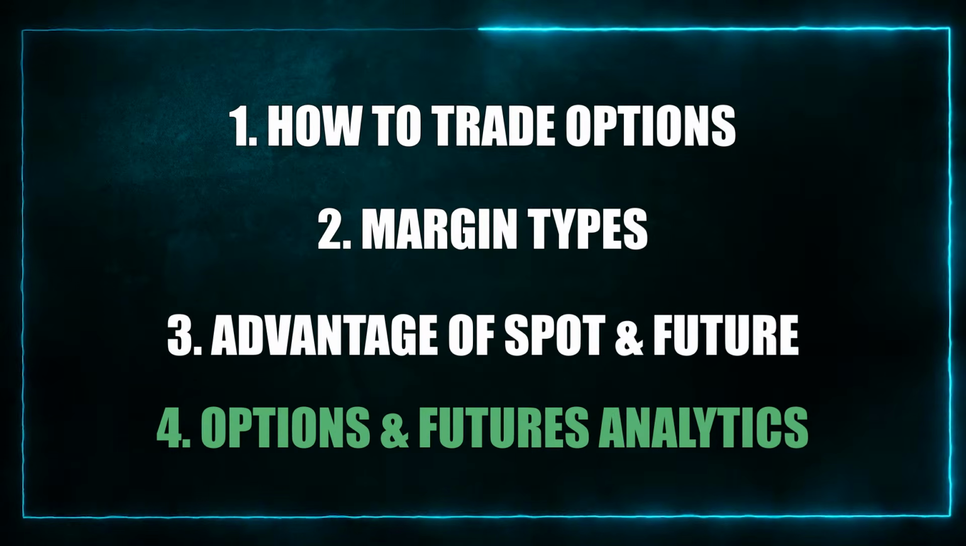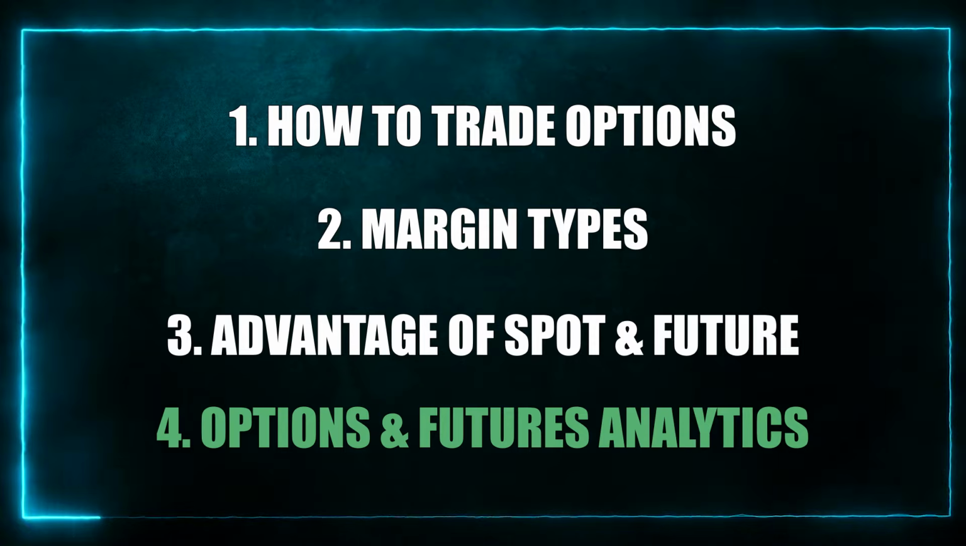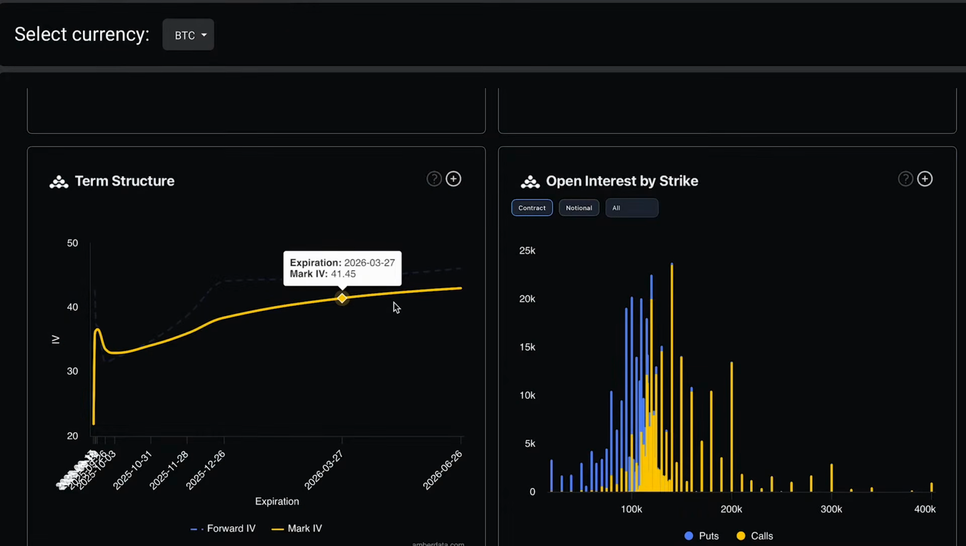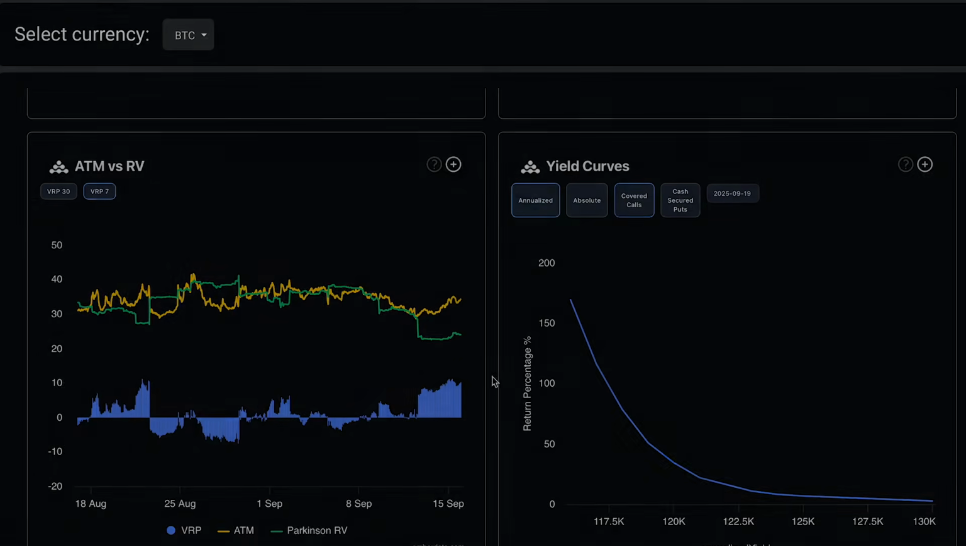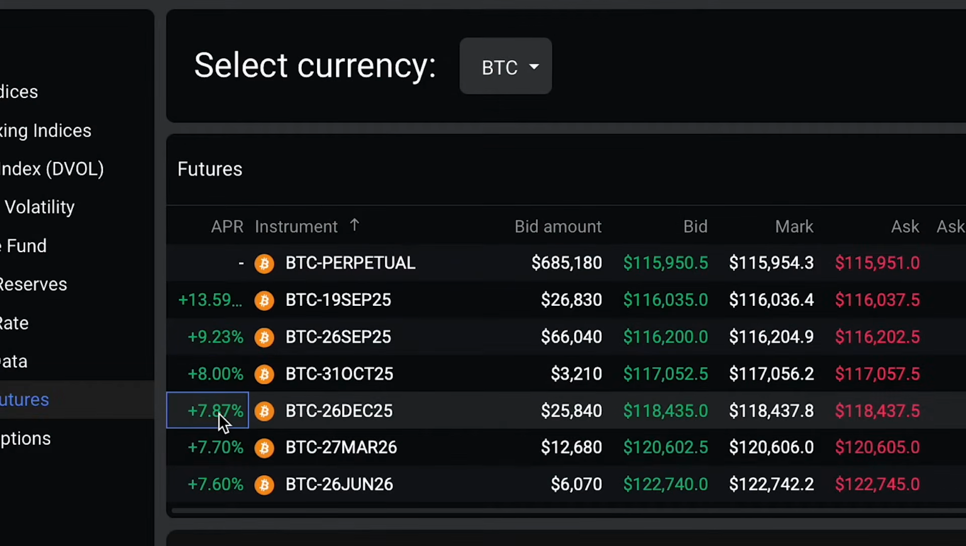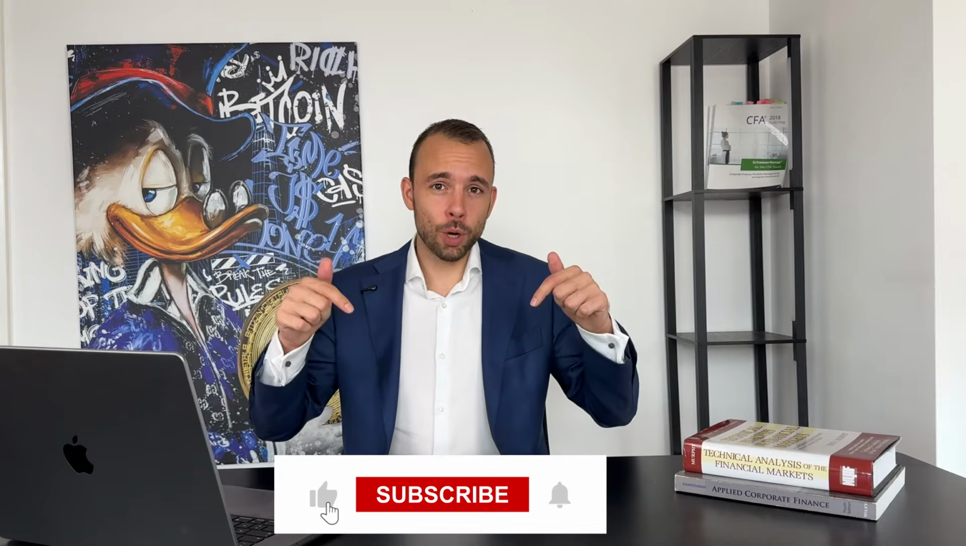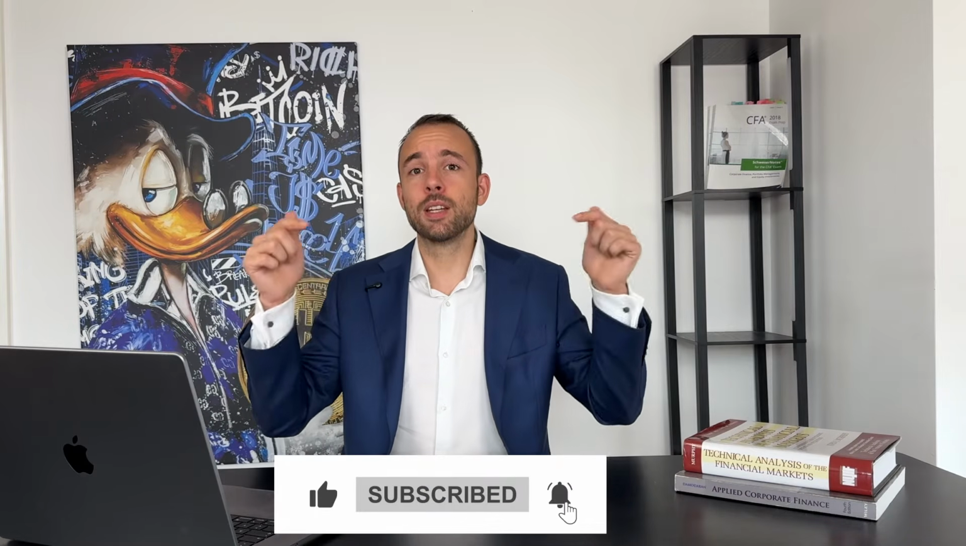And also at the end, we will take a look at the analytics tool from Deribit, where you can analyze the options, so how to use volatility in your favor and find the best opportunities in the market. The time codes you will find for each topic in the description below.